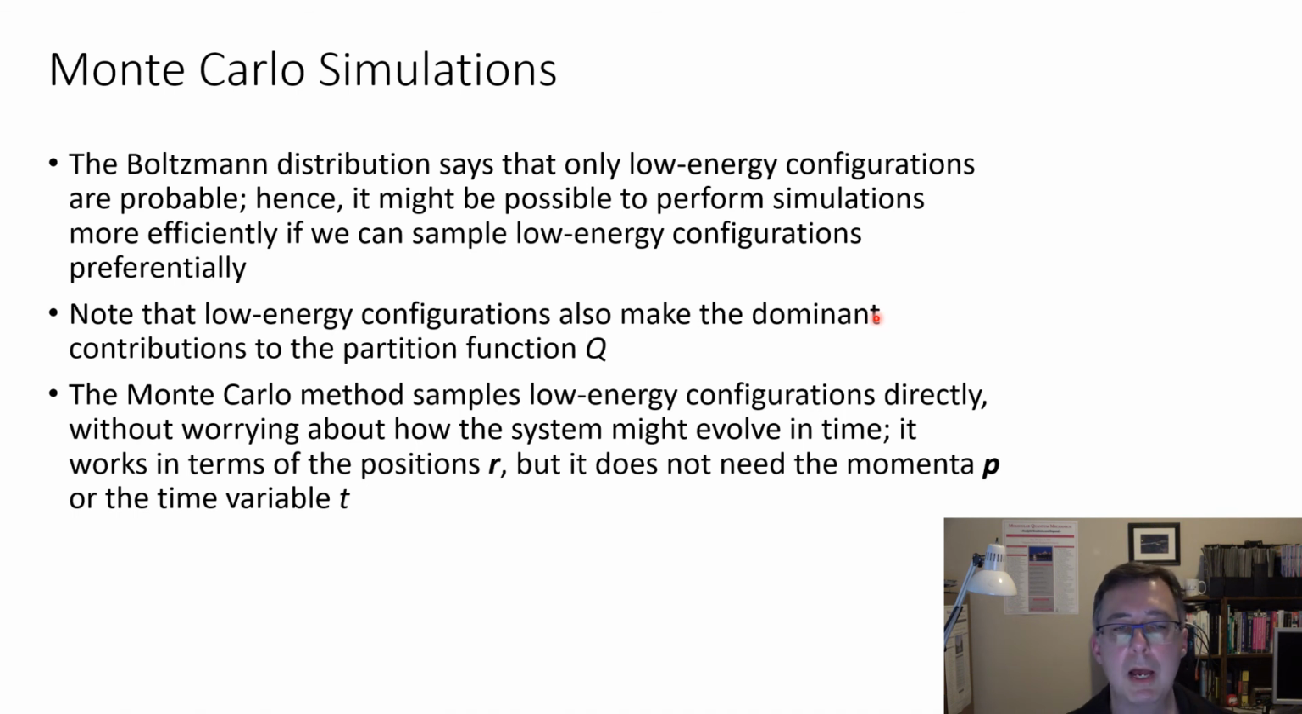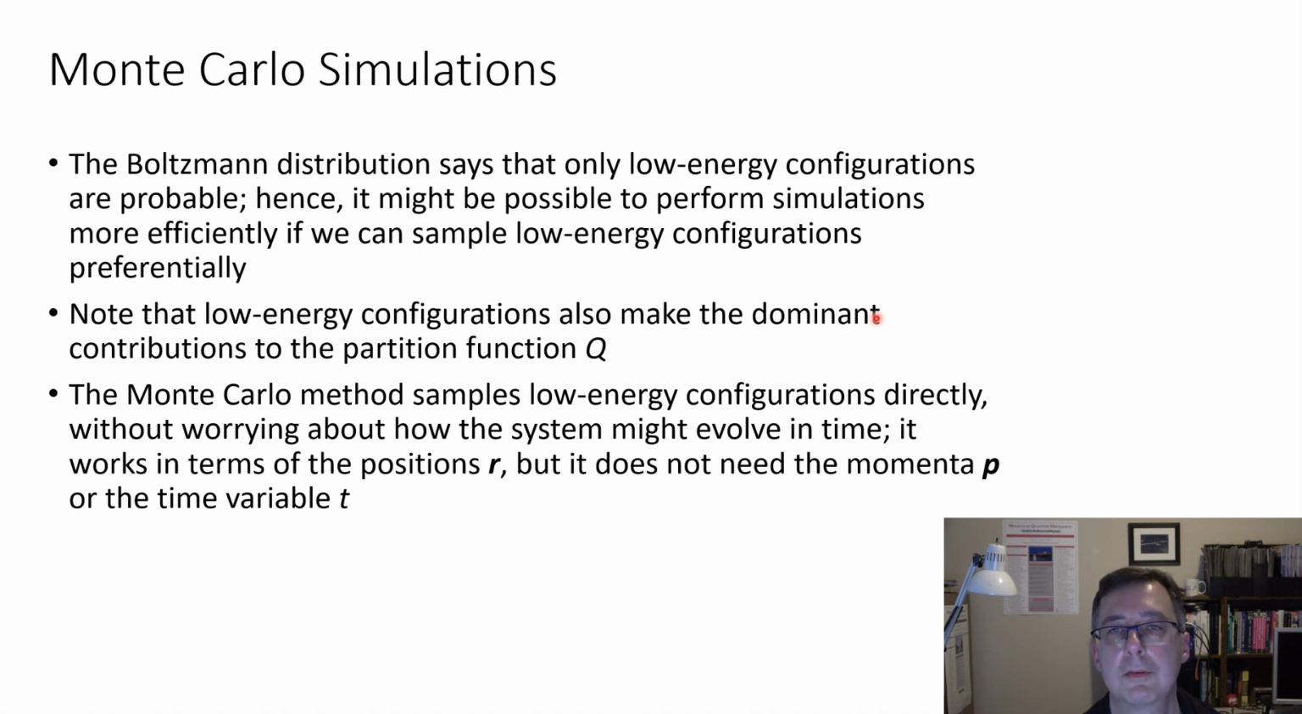Hence, it may be possible to do the simulations more efficiently if I can spend more computer time sampling the low energy configurations. If the computer spends a lot of its time thinking about these high energy things, they're not very probable, and their contribution is going to be very minimal. And so if I could bias the simulation away from those low probability configurations that don't contribute much, then that would be a more effective use of my computer resources.